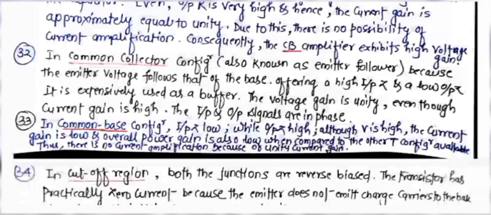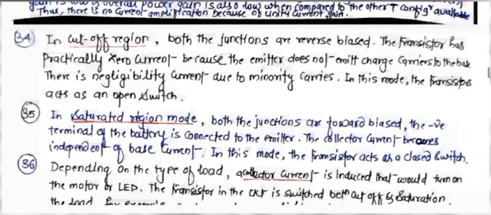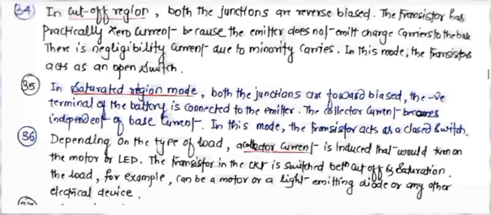In the cutoff region, both the junctions are reverse biased. The transistor has practically zero current because the emitter does not emit charge carriers to the base. There is negligible current due to minority carriers. In this mode, the transistor acts as an open switch.